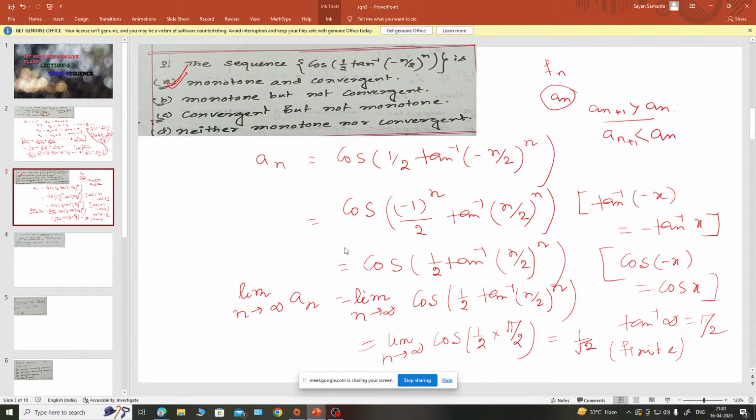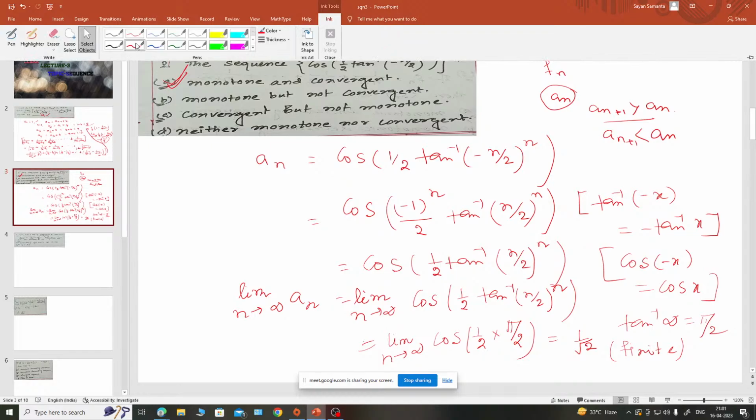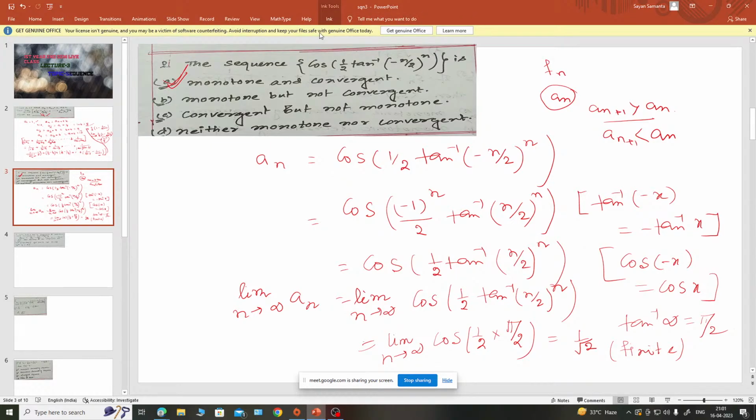Here the last line says that cos of minus x is equal to cos x. We know that. So we can write cos of (1 by 2 tan inverse n by 2) whole to the power n. And now we are taking limit n tending to infinity. So as n tends to infinity, tan inverse infinity is equal to pi by 2, that is 90 degree, and cos of pi by 4 means 45 degree. So cos 45 degree is equal to 1 by root 2, that is a finite value.